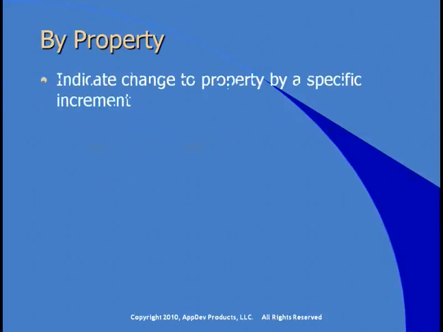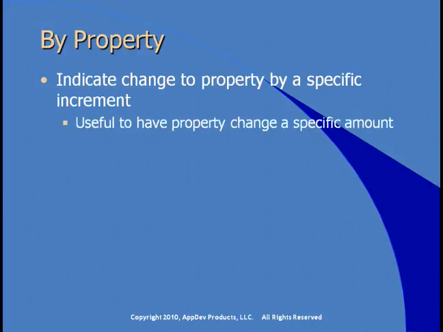The by property indicates a change to the property by a specific increment. It's useful to have the property change a specific amount rather than end at a particular value. You can say, I'd like to have the value grow by 500 as opposed to end at 500. You can use either to or by, but you should specify one of them. Let's look at an example that uses the by property instead of the to property.